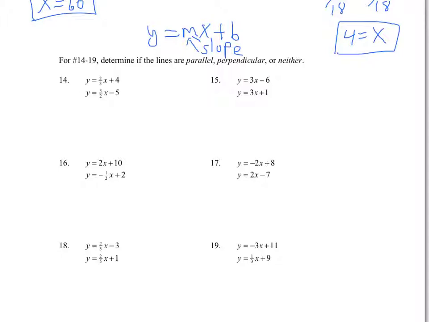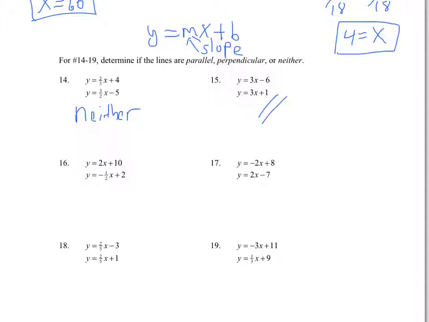So in 14, these slopes are not the same. They're not opposite reciprocal either. They are reciprocal, but to be opposite, one would have to be positive, one would have to be negative. So for this one, we would just say neither. You don't really need to show any work for these because the slope is basically given if you know where to look. Number 15, see those slopes are both the same. They're both 3. That means these lines are parallel.